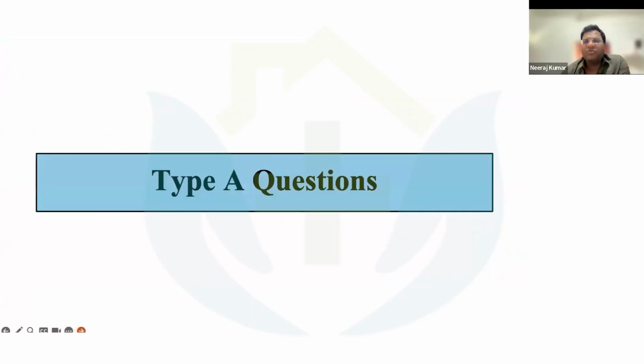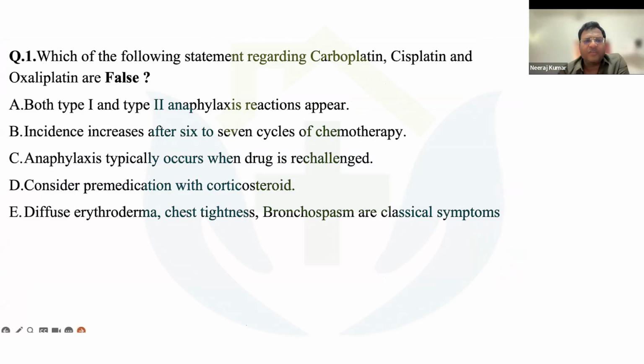Now coming to the one-liners. These are type A questions, and I will discuss 10 type A questions right now. So be ready for marking those options. The first question: which of the following statements regarding carboplatin, cisplatin, and oxaliplatin is false? This question is about life-threatening anaphylaxis related to these drugs.